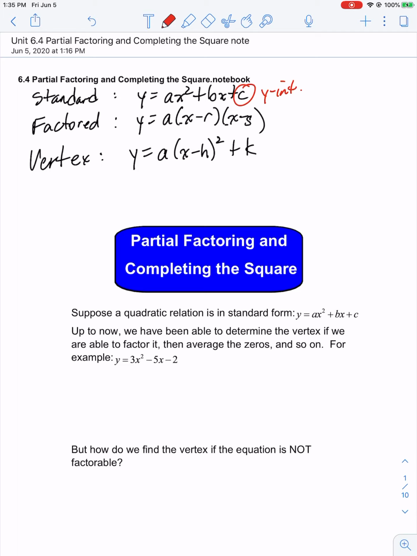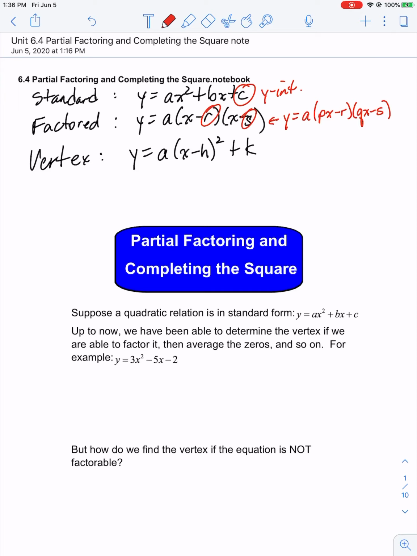If it's in factored form, r and s, or sometimes this one looks like this, y equals, I'm just going to use p. So px minus r and qx minus s. That is the same as this, sort of.